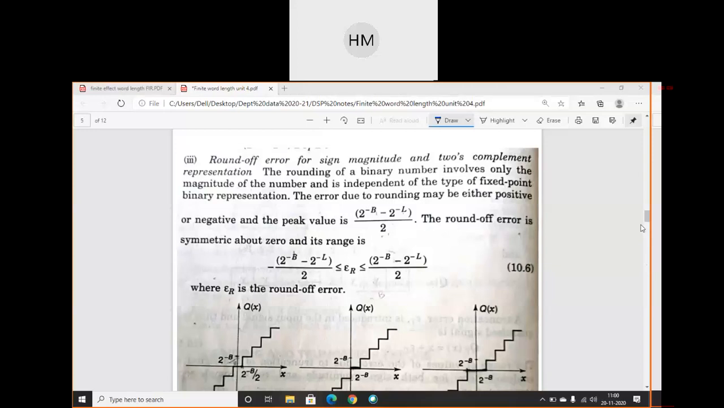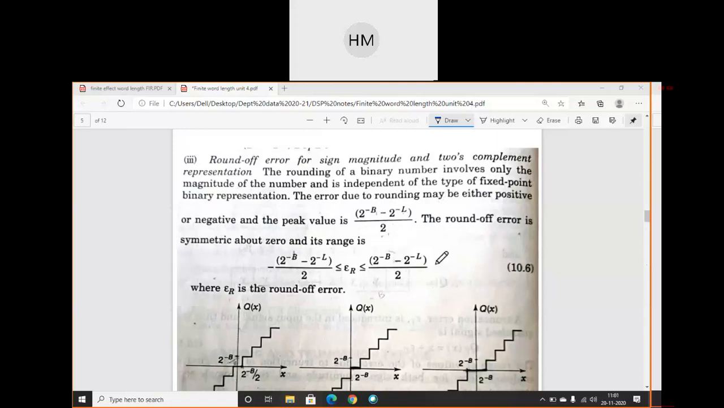The round of error is symmetric about 0 and its range is C. The error due to rounding may be either positive or negative and the peak value is this. This is the peak value 2 क्यों आ रहा है? Because we are discussing the binary concept. Okay, इसीलिए इसका base 2 है.